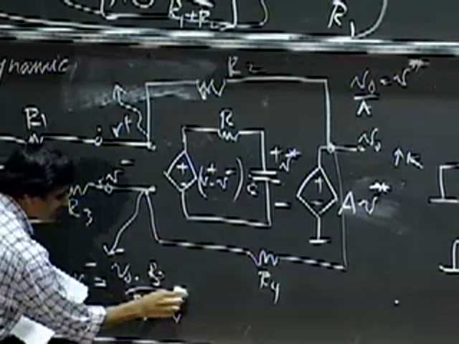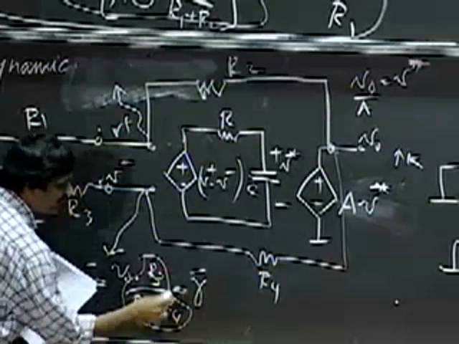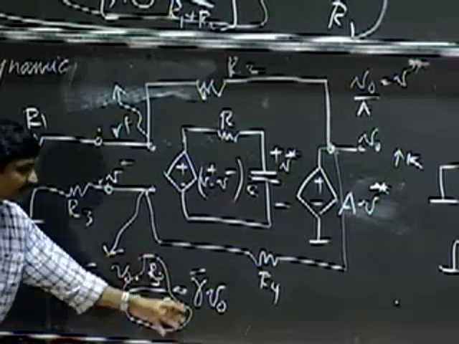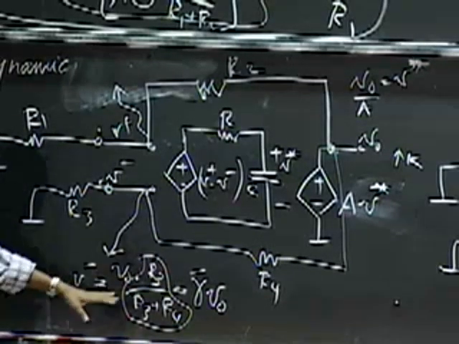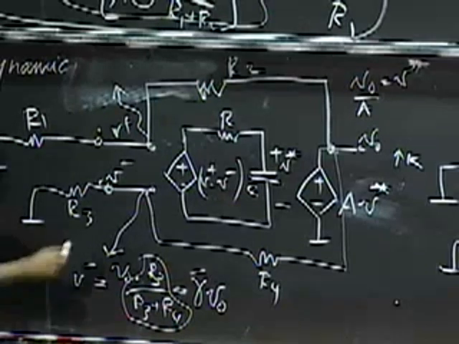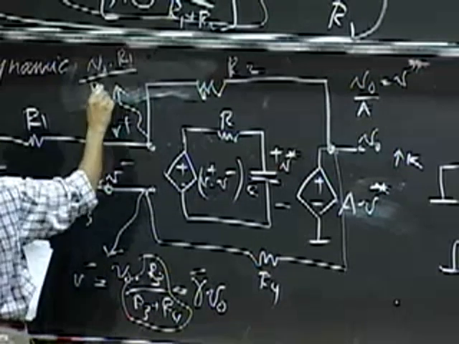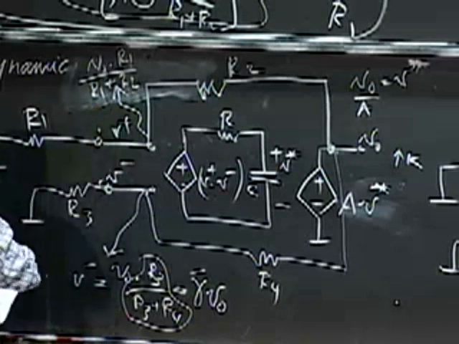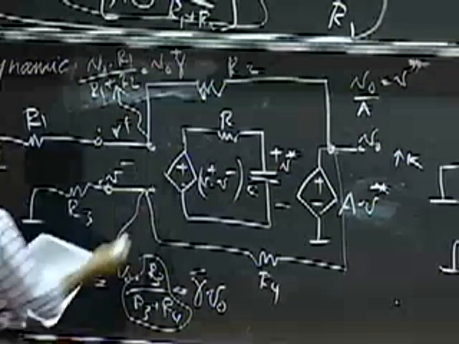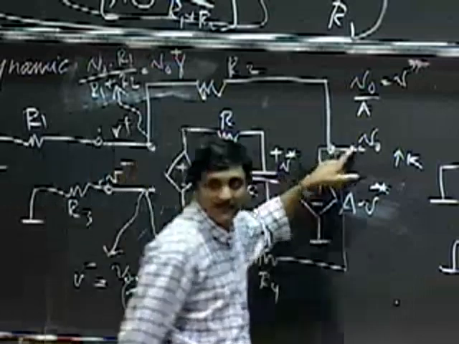Just for simplicity, let me call this some constant gamma minus. So this is some fraction, R3 divided by R3 plus R4, and let me call that fraction gamma minus. Similarly, V plus is V naught times R1 divided by R1 plus R2, and let me call that gamma plus. All I'm doing is replacing V plus and V minus in terms of V naught.